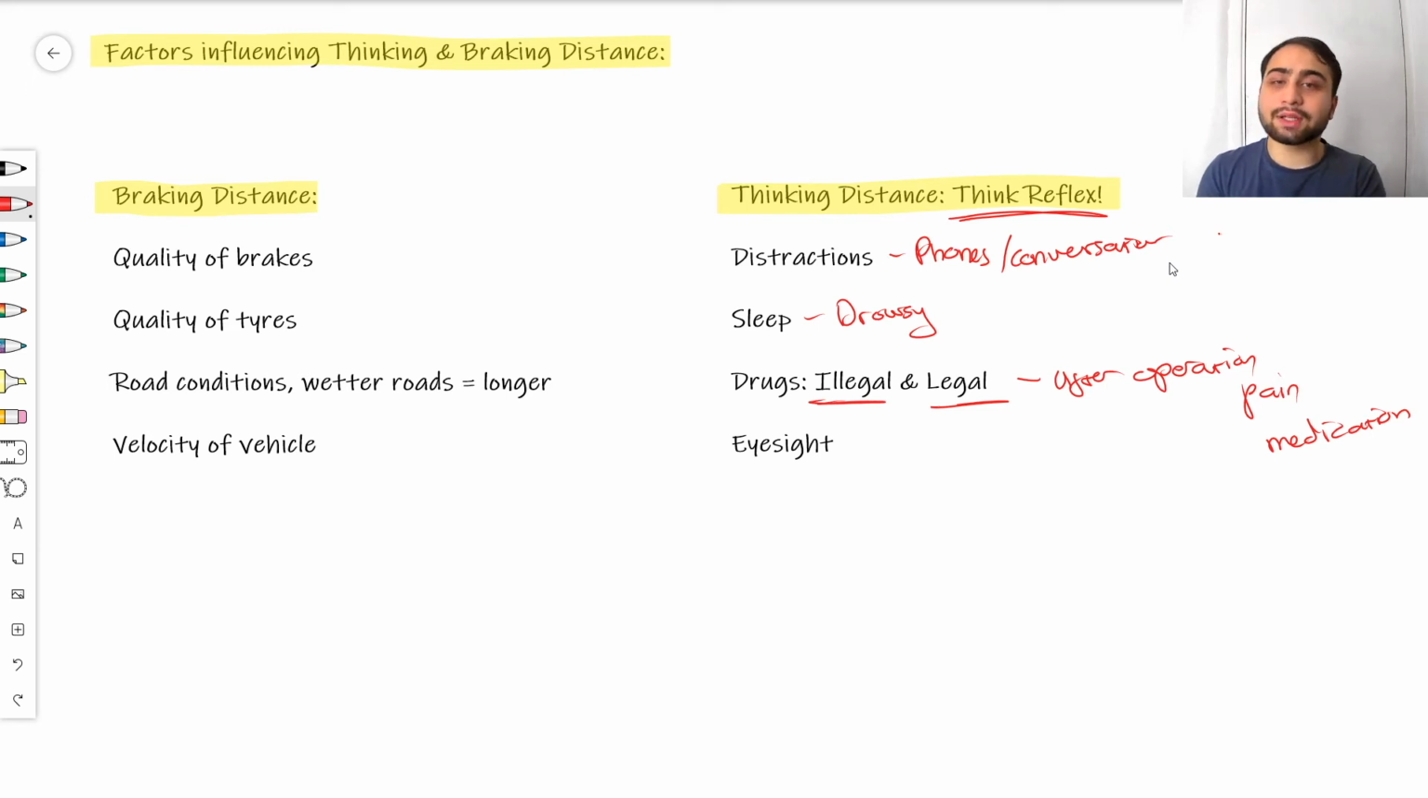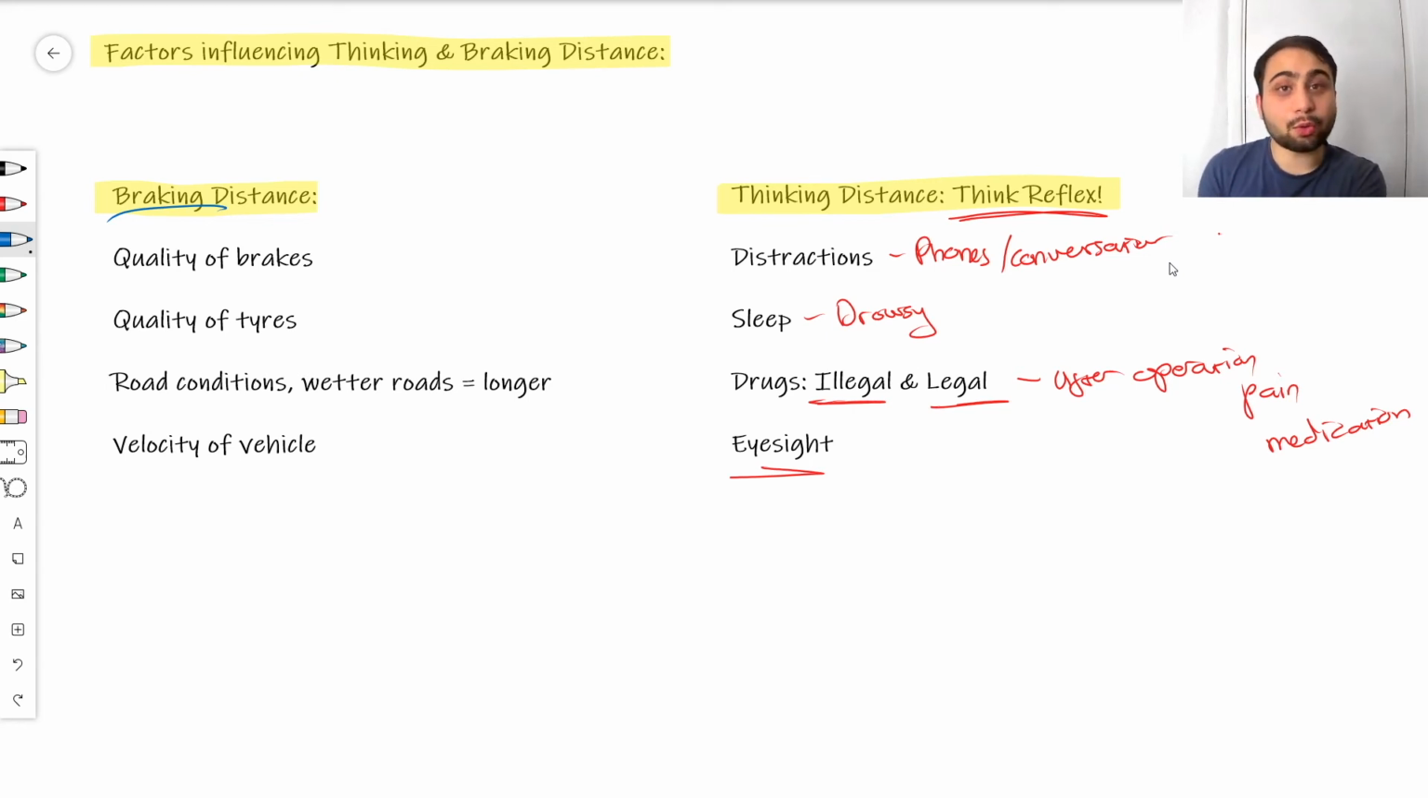Now, our last one, this is one that often people miss, is just eyesight. If it takes you longer to actually see something, it's obviously going to take you longer to react to something. So that's our last factor for thinking distance. Now, let's have a look at braking distance. So this is after you've seen the threat and you've pressed the pedal for your brakes.